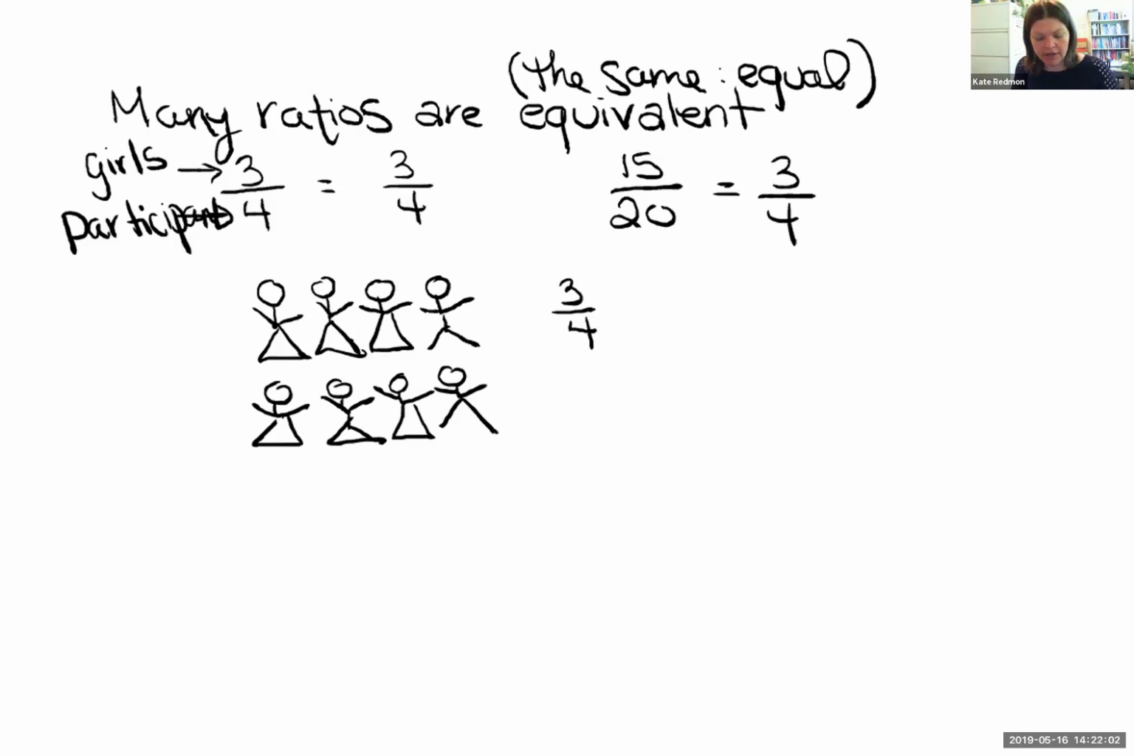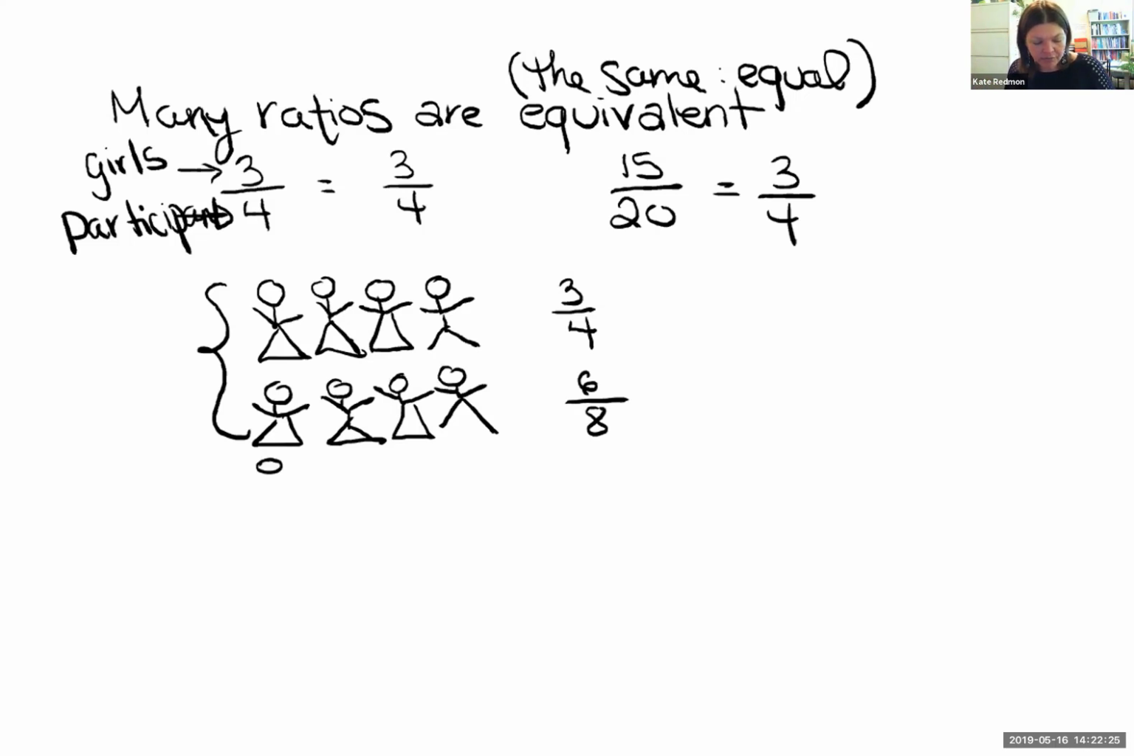If I look at both lines, 6. 6. Out of how many total participants now? 12. Or no, 8, sorry. 8. There we go. So even though I have different numbers of students in the class, it's the same relationship. Out of every 4 students, 3 of them are female.